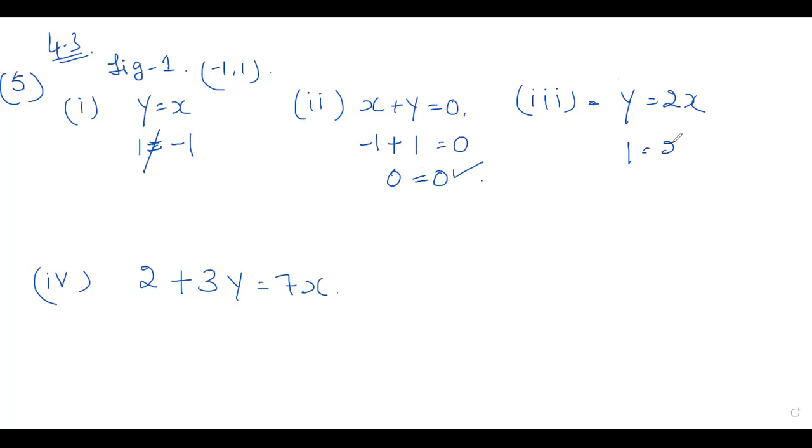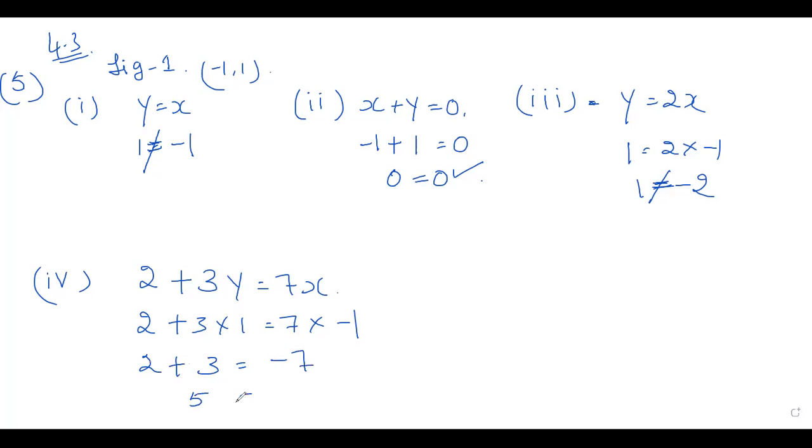Now we'll see the third one. Y is 1 and x is -2. 1 is equal to -2. No, it is not the solution. 2 plus 3 into 1 is equal to 7 into -1. I am substituting the same points in all of them. 2 plus 3 into 1, that is -7, it is 5. So this is also not equal. Only one equation is satisfying the points. The equation that is coming correct is x plus y is equal to 0.